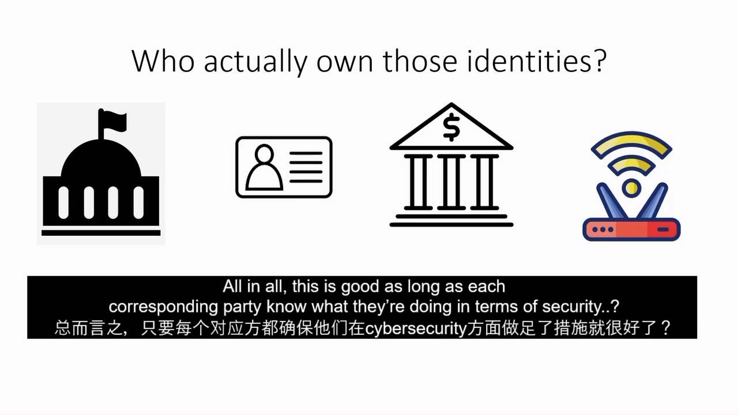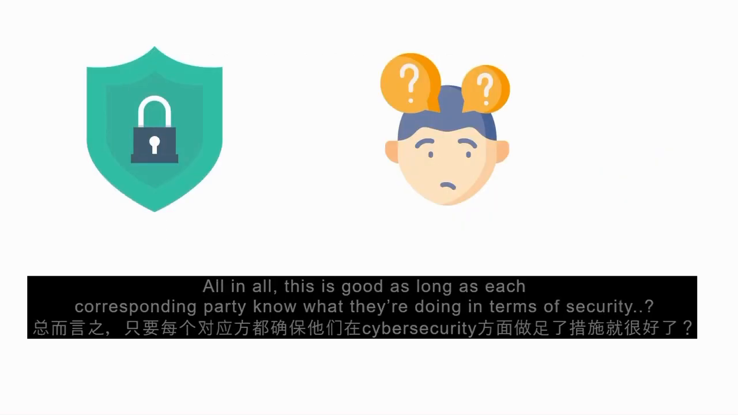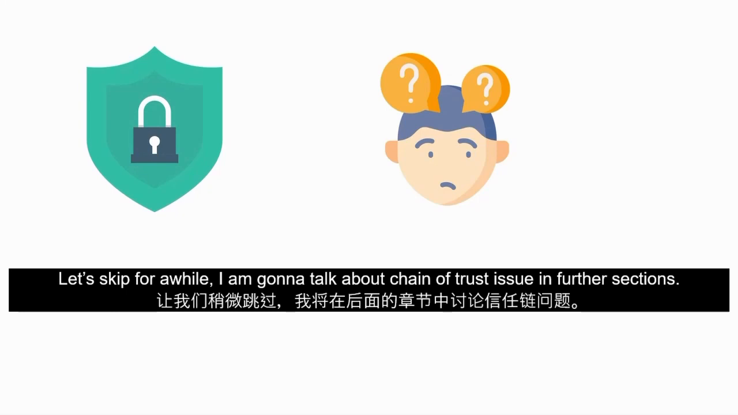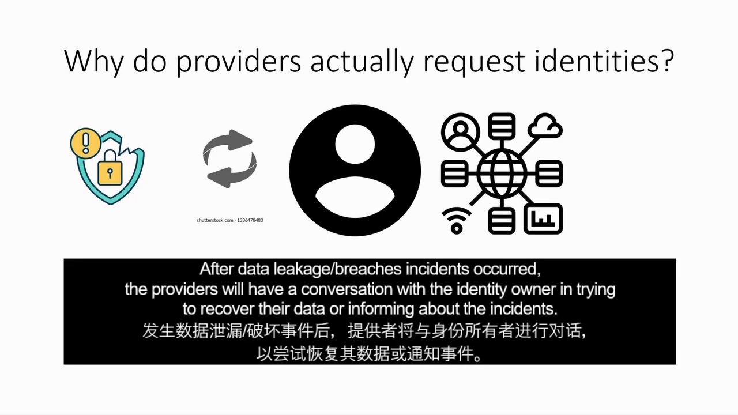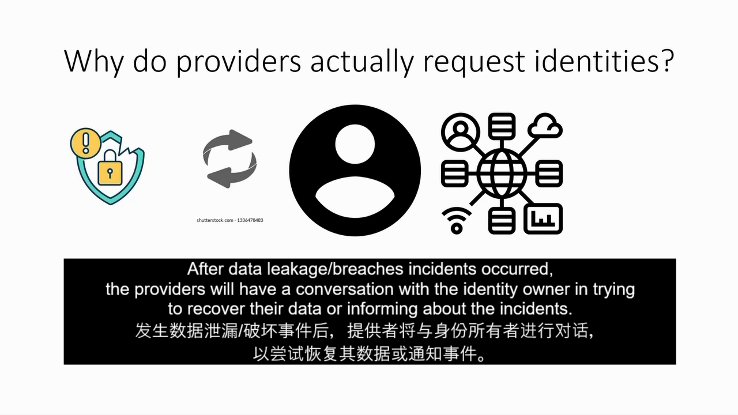All in all, this is good as long as each corresponding party knows what they are doing in terms of security. Let us skip for a while. I am going to talk about the chain of trust issue in further sections. Well, there are many reasons why the providers request identities. After data leakage or breach incidents occur, the providers will have a conversation with the identity owner in trying to recover their data or informing about the incidents.